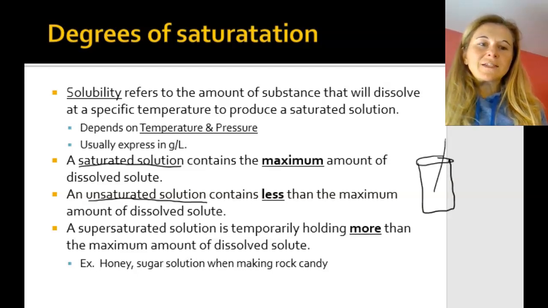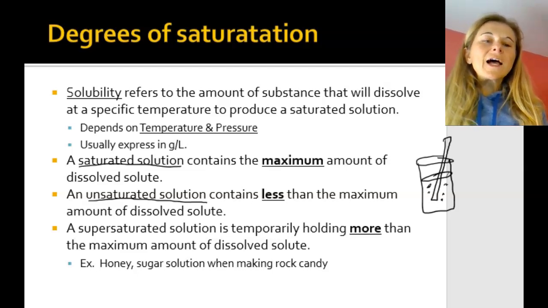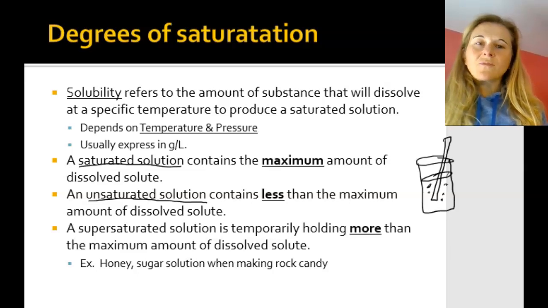So if we have an iced tea, here we go, here's our iced tea, and we put a little bit of sugar in there and we stir it up, the sugar molecules are going to hang out in the water. Not that we can actually see them, right? But that would be unsaturated. That means that we could add more sugar and the iced tea would hold it.